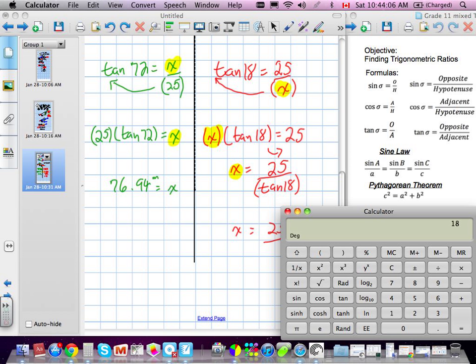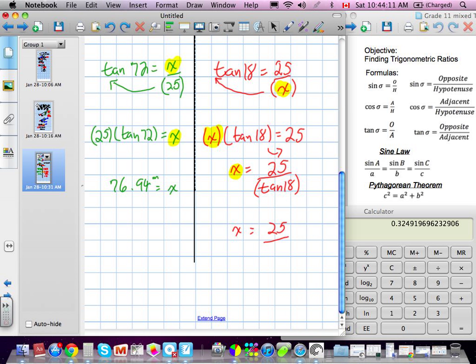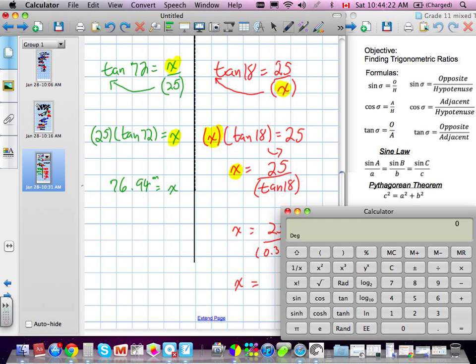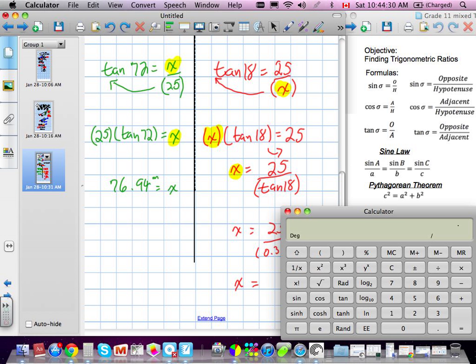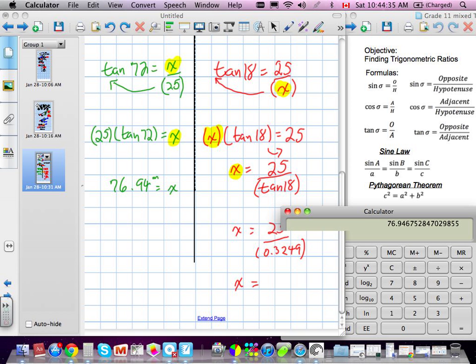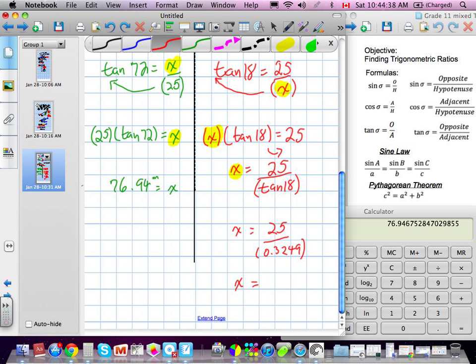Equals, now this is our x is equal to, okay? So now 25 divided by that number gives, what's the number again? 0.3249 gives us 76.94. Because we went to 4 decimal places, I'm saying that backwards. If you take a look, our values of x in both of these, we said x was equal to 76.94. So it didn't matter which of the sides we used, we still got the same answer.